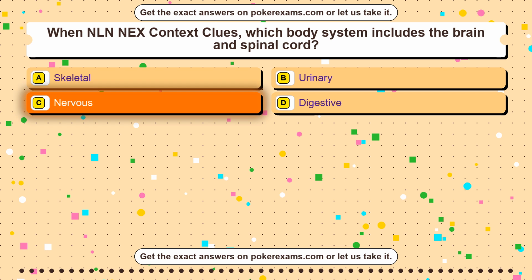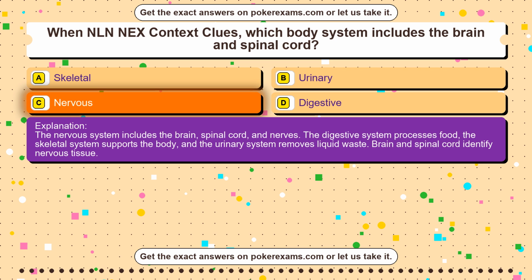Nervous. The nervous system includes the brain, spinal cord, and nerves. The digestive system processes food, the skeletal system supports the body, and the urinary system removes liquid waste. Brain and spinal cord identify nervous tissue.